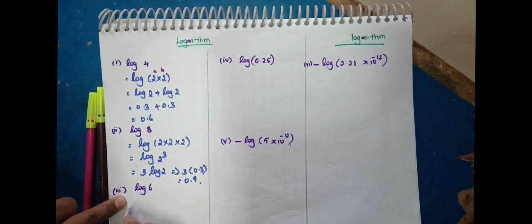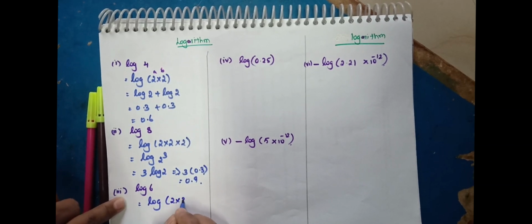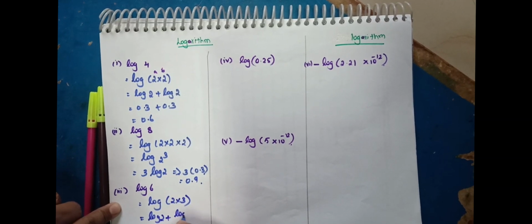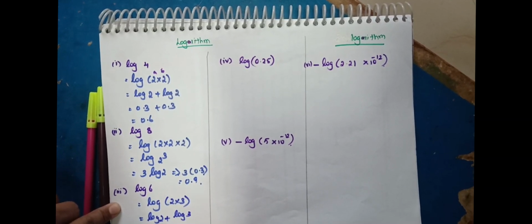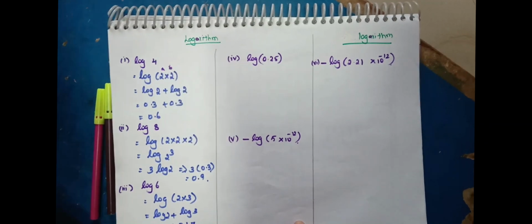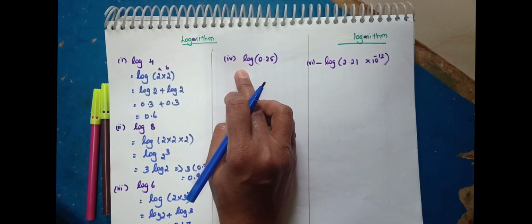So next one is log 6. Log 6 is log of 2 into 3. So it will change as log 2 plus log 3. So log 2 is 0.3 and log 3 is 0.47. So it will change as 0.77. Fine.